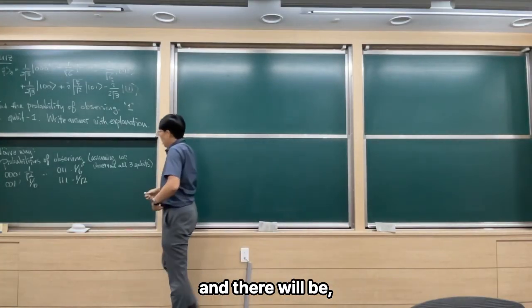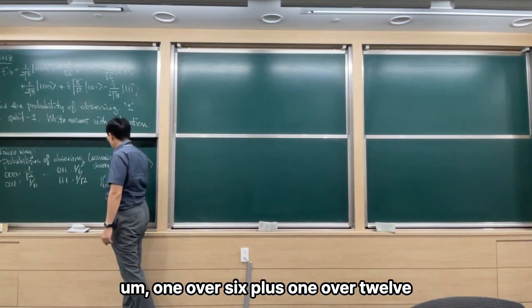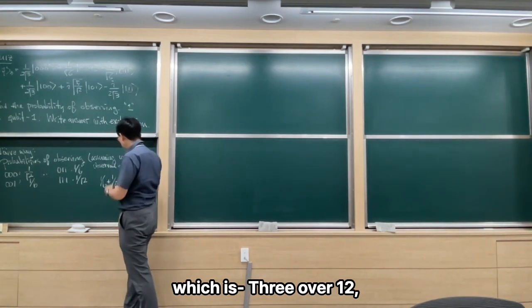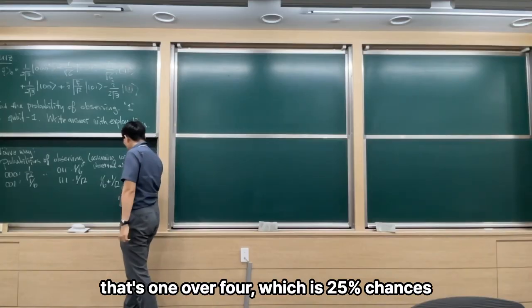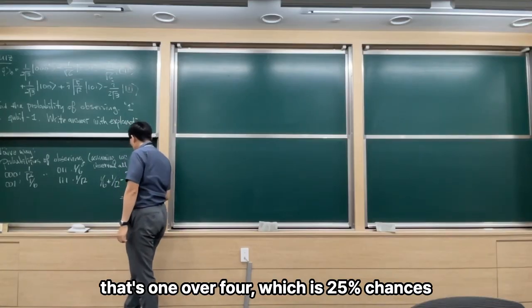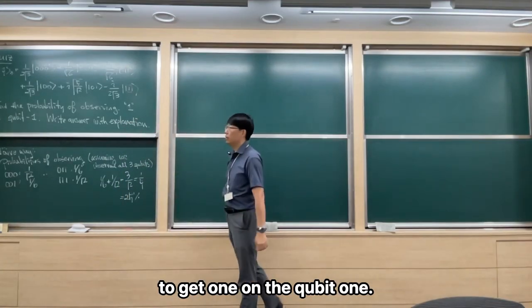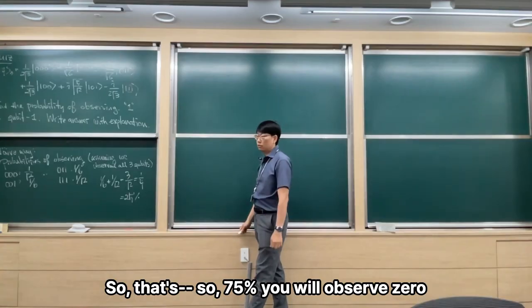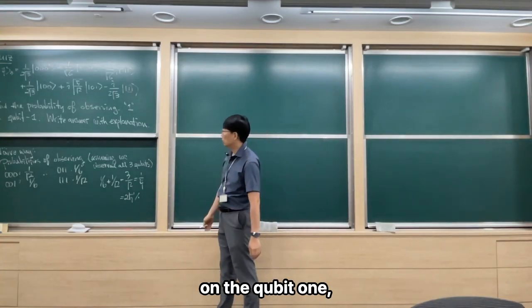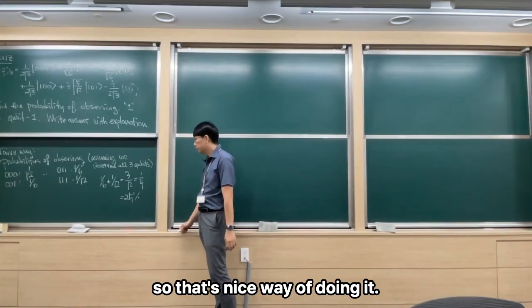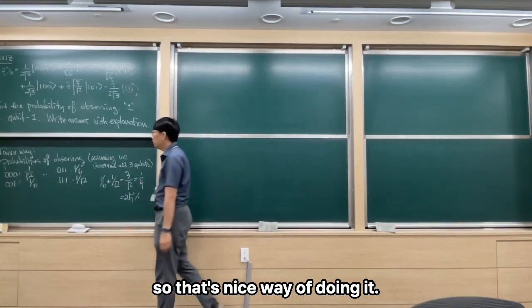And there will be 1 over 6 plus 1 over 12, which is 3 over 12. That's 1 over 4, which is 25% chances to get 1 on the qubit 1. So 75% you will observe 0 on the qubit 1. So that's the naive way of doing it.